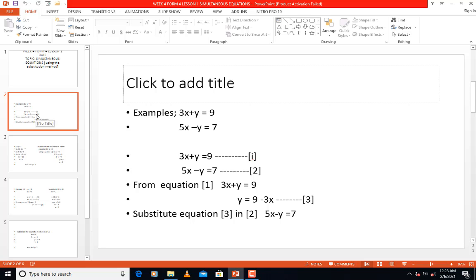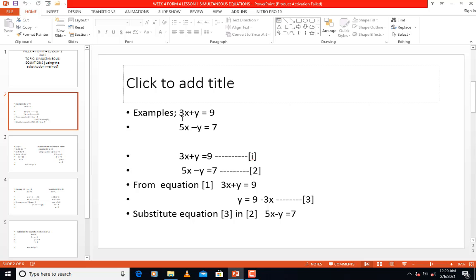Before I work out one example or two, let me explain what a simultaneous equation is. These are two equations whereby you will be solving at the same time. You solve them at the same time. That's why they say simultaneously. Simultaneous means they are being solved at the same time.